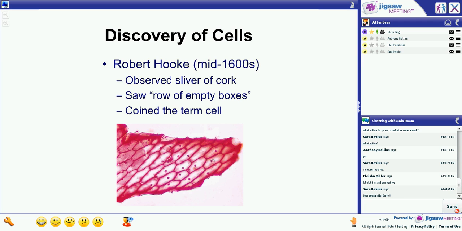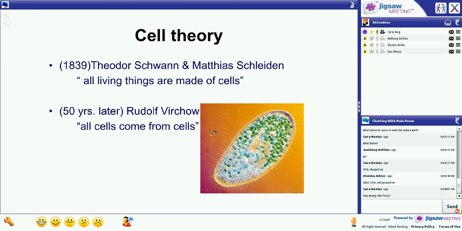The picture up here that is dyed in pink is a sliver from a piece of cork underneath a microscope. Now, something that's missing from this scientific diagram is a size. If you're looking at something microscopic, you should label it 10x, 100x, so we know how many times the magnification is.